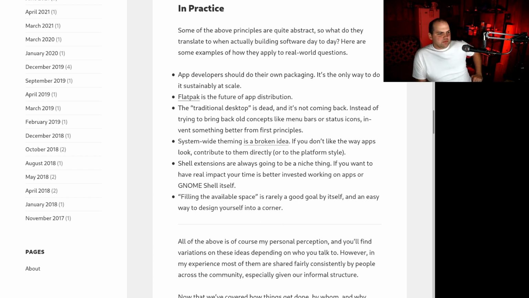System-wide theming is a broken idea. If you don't like the way that apps look, contribute to them directly. Why even bother using GTK then? Why don't you just write your own toolkit, Gnome? Why do you keep using GIMPs?